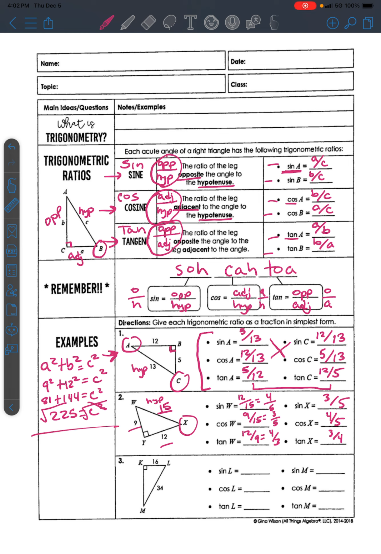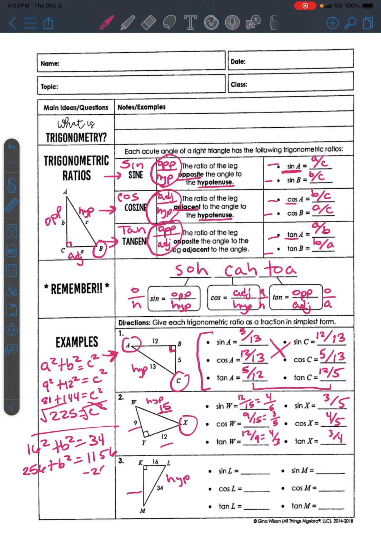On number 3, we also have to find this. This is not the hypotenuse. 34 is my hypotenuse. So this is either A or B. It doesn't matter. It will still work out to be the same thing. And 16 squared is 256 plus B squared equals 34 squared, which is, let me make sure I'm telling you the right answer, 1,156. We'll have to get B squared by itself.